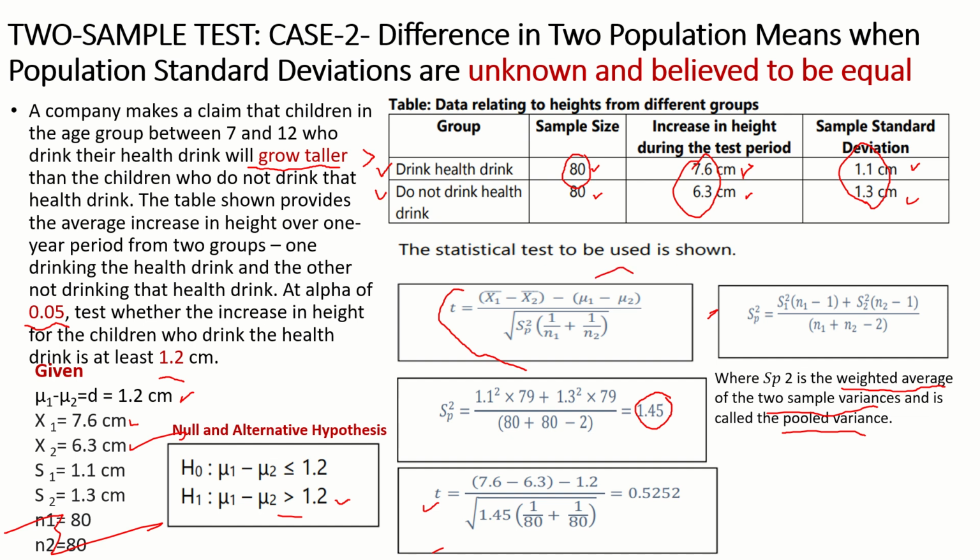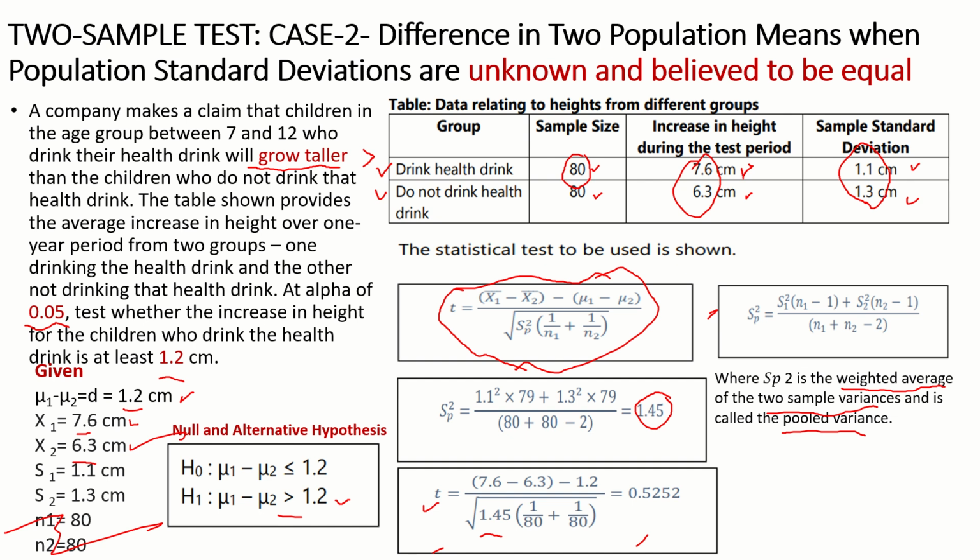So with this formula, we are going to fill in the values here. This is x1. What is x1? X1 is 7.6, minus x2, 6.3, minus mu1 minus mu2. This is the value, divided by SP square that we have got. SP square is 1.15, times 1 by n1, where n1 is 80, plus 1 by 80. So this is how we get the t statistic.